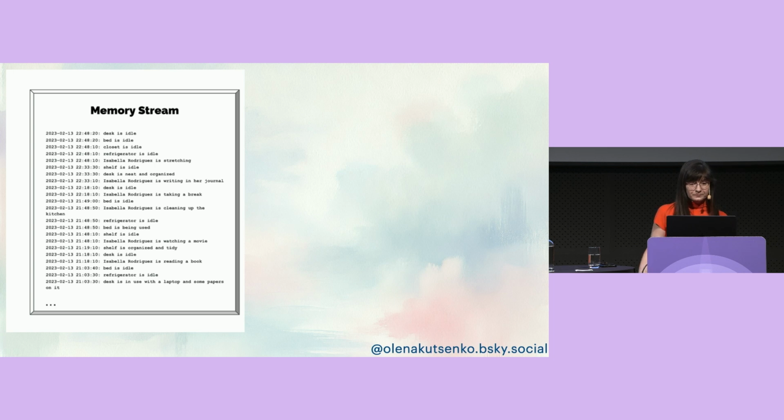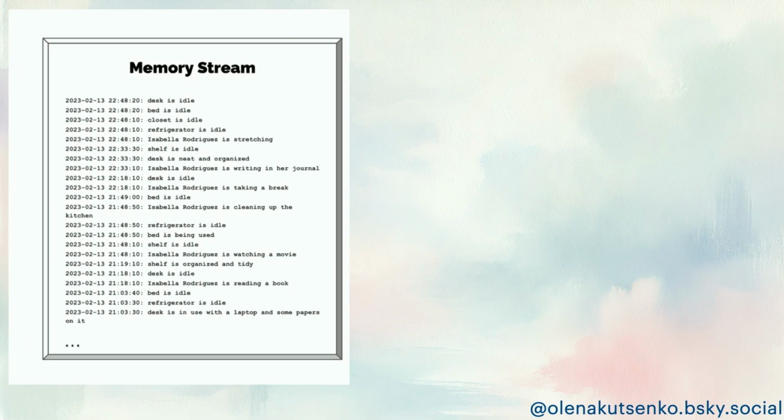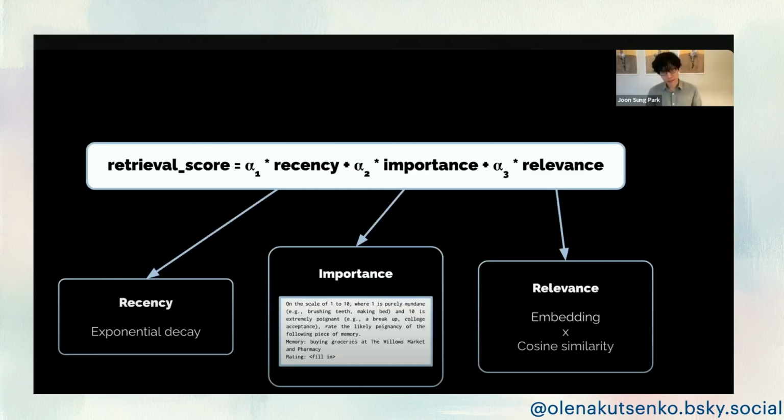So, for example, this is a memory stream of, maybe it's Isabella's memory stream, and Isabella interacts with objects around her and then goes around and does certain things. And the creator of the paper describes that because so many events are happening around those agents, whenever they retrieve those memories, it's too much. So they need to retrieve only what is relevant.